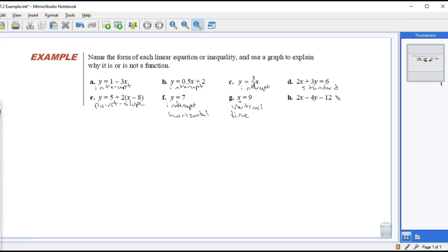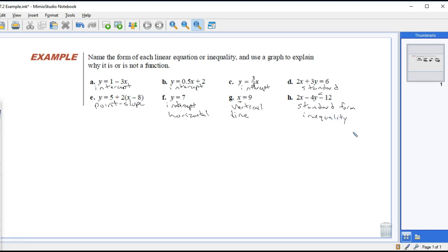And this one is not an equation or inequality. There's no equal sign, so it's not really anything. But to make things interesting, let's make it less than or equal to. So this would be standard form. We're also going to say it's an inequality.